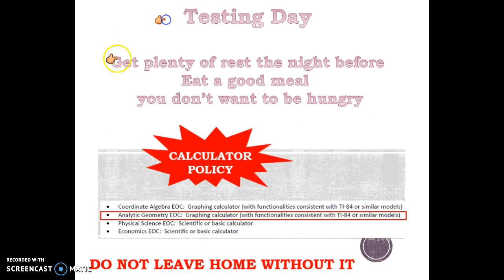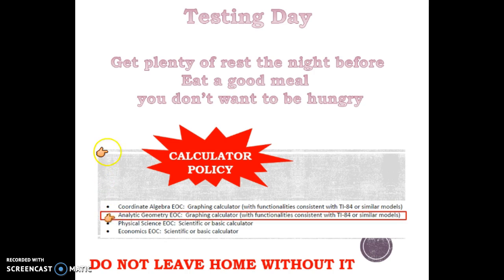On testing day, make sure the night before that you get plenty of rest. Don't stay up too late. Eat a good meal, depending if you're morning or afternoon, eat lunch or breakfast before you go so that you're not hungry during the test. And then, like I said, make sure you take your own calculator that you're used to. You will not be allowed to use a phone or an Apple Watch. Leave those at home. But you can bring in your graphing or a scientific calculator.